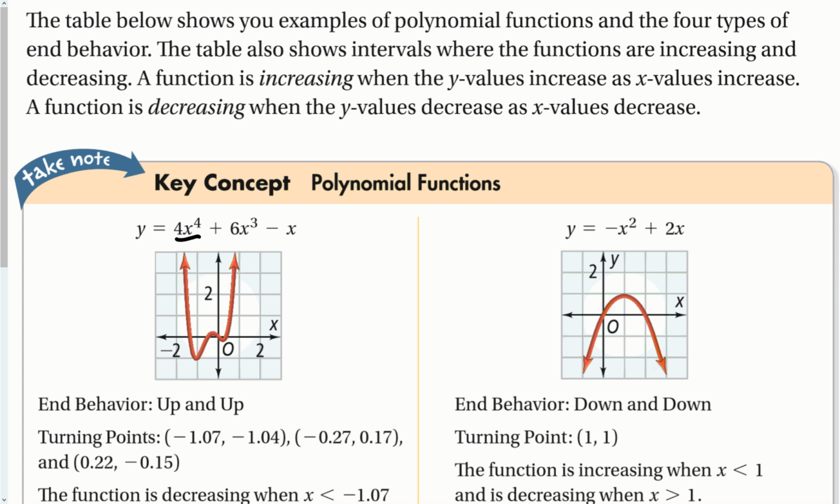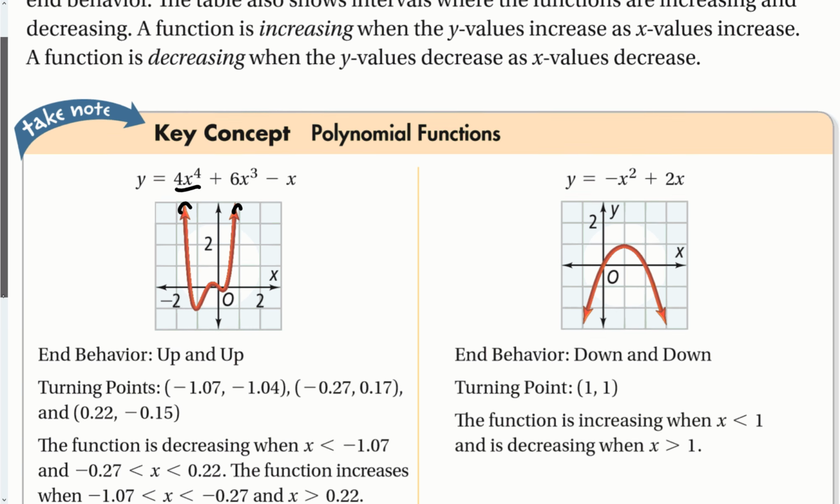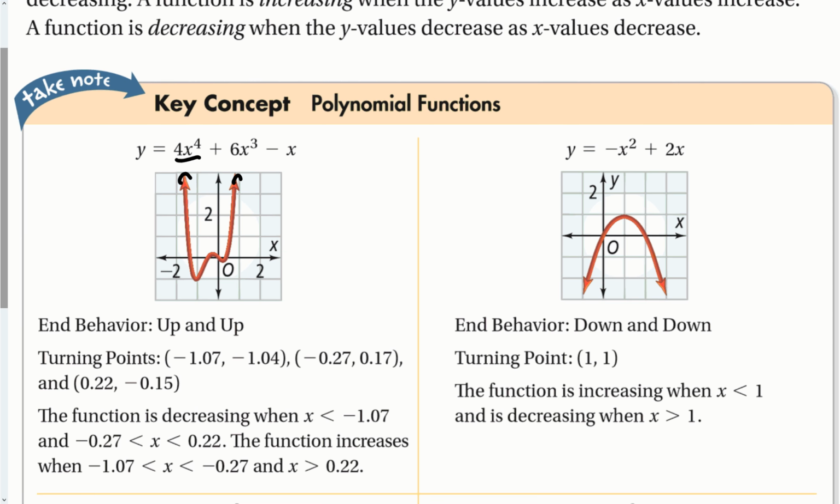It is a 4x to the 4th power. Notice that both ends of this function are going up. Okay, and you know we can see that it does happen to have 3 spots where it changes direction. Okay? We don't need to know exactly what they are, but we just need to know that it happens. This lead term is a negative x squared. Notice that both ends go down, and it only turns once.